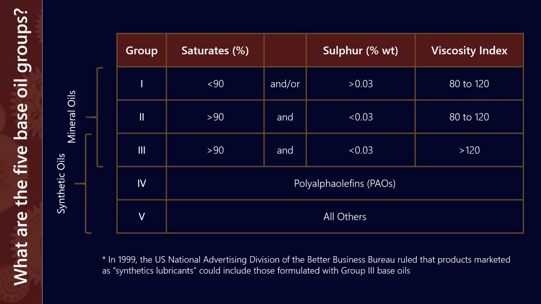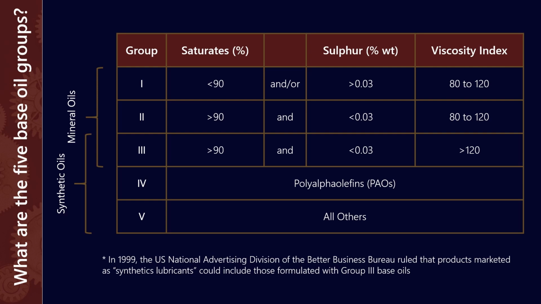Then we come to Group 5. Now Group 5 is tricky because it does contain some full synthetics. Polyalkylene glycols, also known as PAGs, are an example. Alkylated naphthalenes, for example, and synthetic esters. These are all full synthetic molecules.